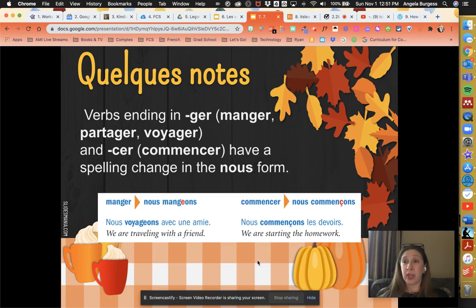Okay, commencer, again, C before O makes that hard K sound, and we want it to be the soft S sound, like it is in commencer. So luckily, there's an accent that we can use for that, and that's that cedilla that we studied way back when. The cedilla makes it a soft C sound, the soft S. So nous commençons.